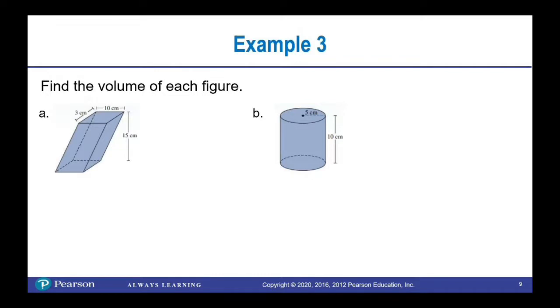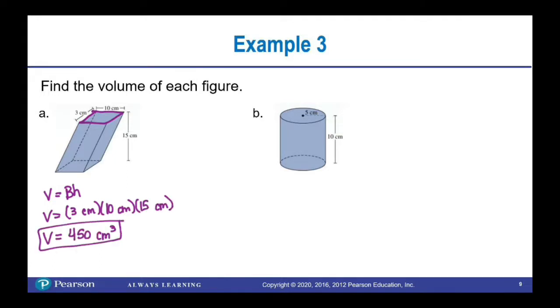So let's find the volume in example 3. In part A, we have a prism. So our volume is the area of the base times the height. The area of our base here would be 3 times 10, and then the height is 15. Multiply this together, gives us 450 cubic centimeters.